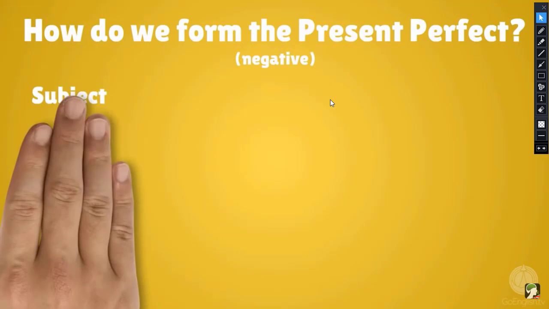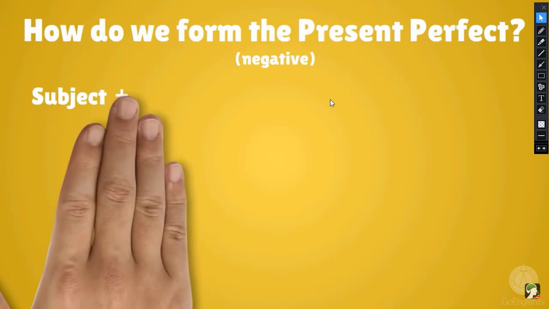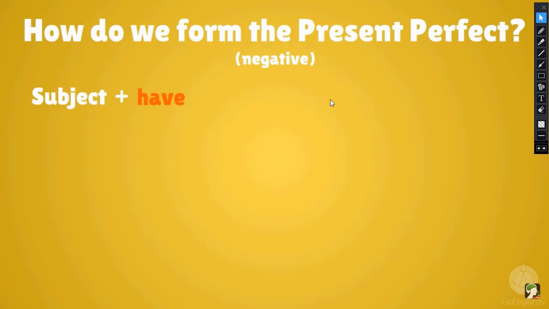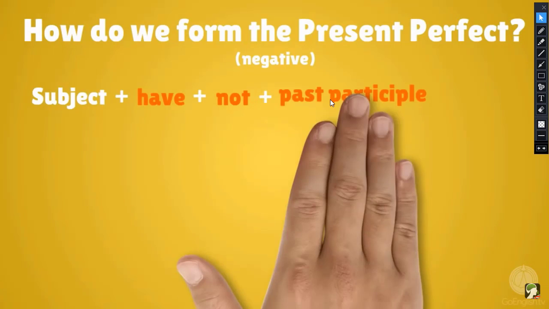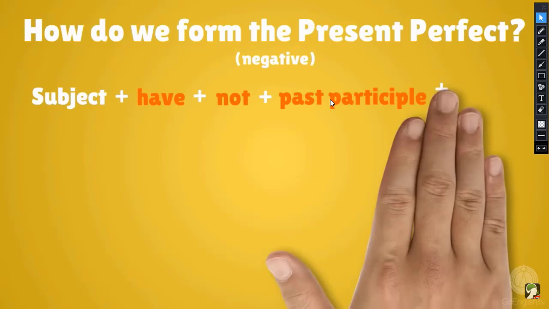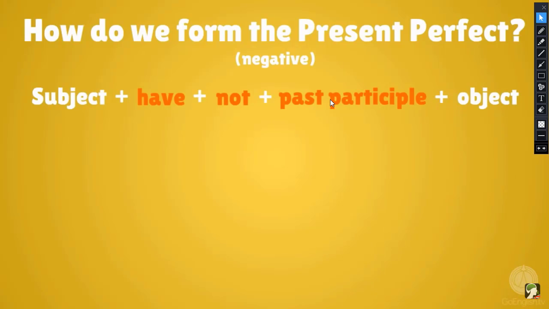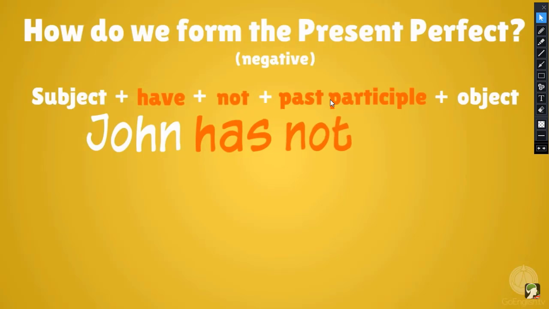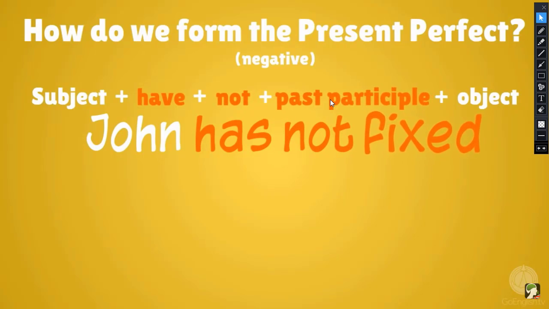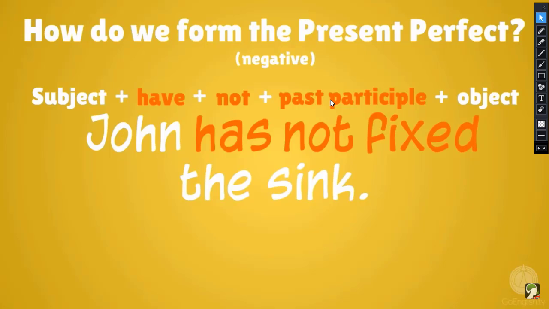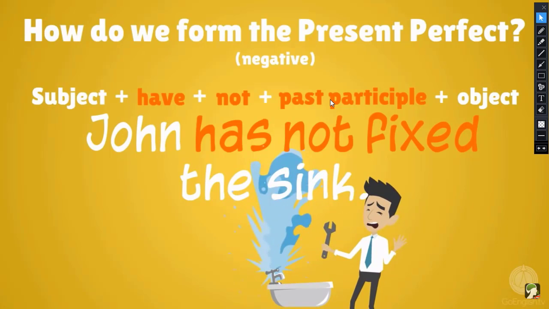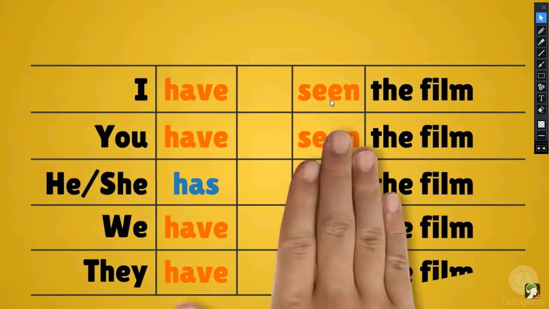And now, how do we form the present perfect tense in the negative form? First, we put subject plus have plus not plus past participle, plus object. For example, John has not fixed the sink. And instead of not, we can also put never.